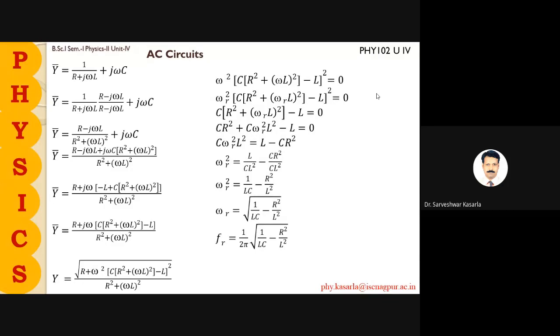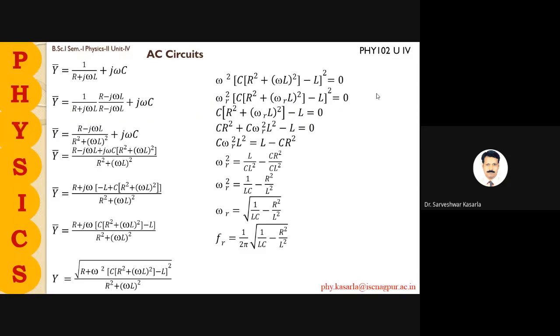Further, if you solve this, the admittance should be minimum when omega square into bracket C R square plus omega L whole square minus L whole square is equal to 0. So at resonance, this must be equal to 0. If you solve this, you will get that Fr is equal to omega R upon 2 pi, which is 1 upon 2 pi under root LC minus 1 upon.